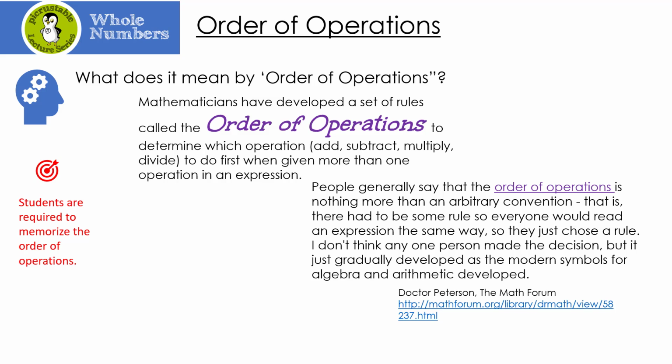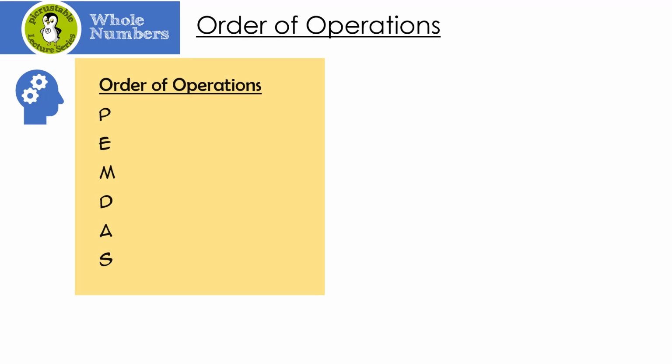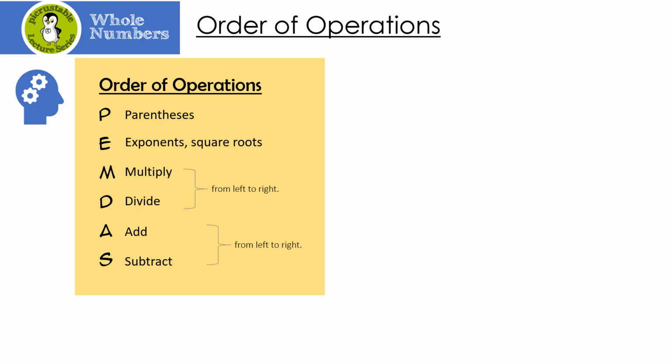Well, you could go anywhere in the world and we all solve math the same, using the same order of operations. That means it's super important that you memorize these. Before we can go any farther, we need to talk about what the order of operations are. We have parentheses, exponents or square roots, multiply, divide, from left to right of course, and then add and subtract, once again from left to right.